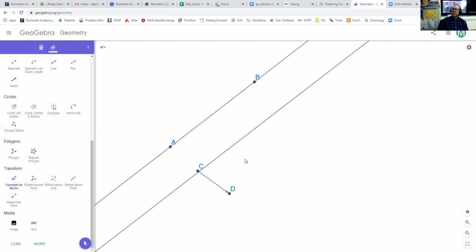Okay, so those are the key ideas you want to remember about translation: that they preserve congruence and that they create parallel lines.